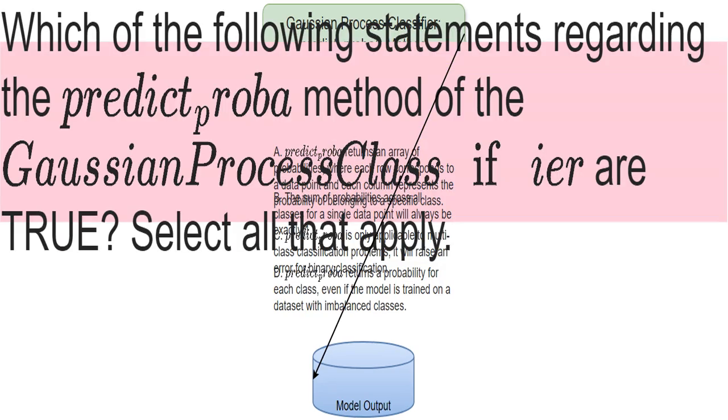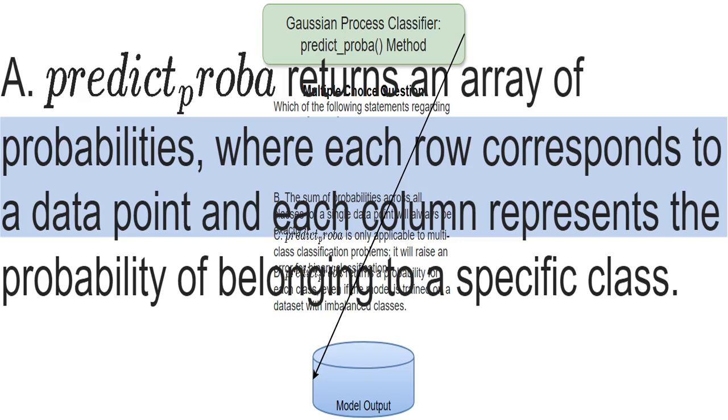This is the core question. I need to assess the accuracy of various claims about how predict_proba behaves. This statement says that the output is structured as a table. Each row shows the prediction probabilities for one data point, and each column shows the probability of the data point belonging to a certain category. I'm checking if that's correct.